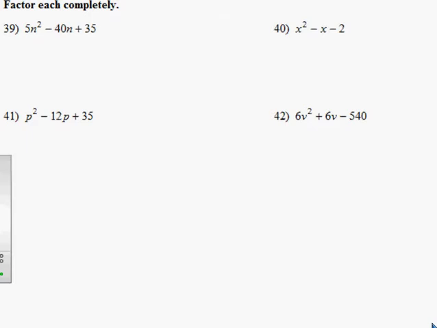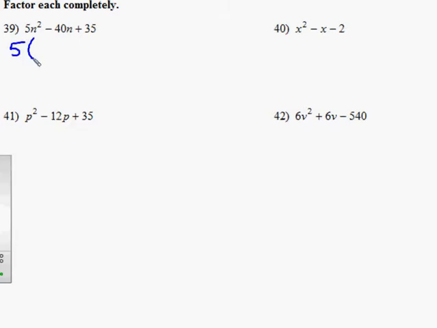Here the directions say factor completely. The first thing we want to do when we factor completely is see if there's a common factor in all the terms. So as we look at this first one here, 5n squared minus 40n plus 35, we notice that a 5 is a factor of each of those coefficients. So we can factor out a 5.